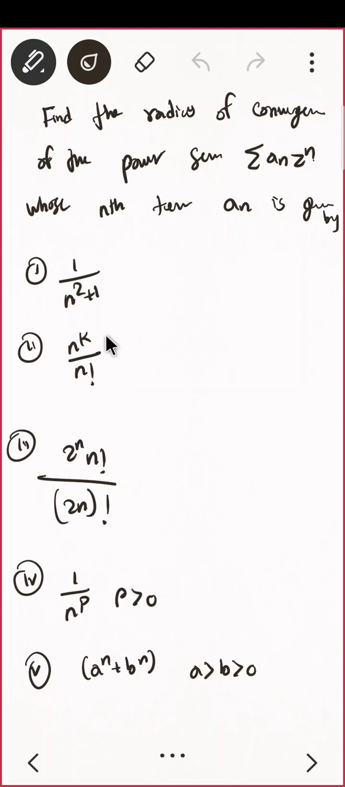What will you do here? Ratio test or root test? You have a choice, you can use any of them. Whenever you see factorial, it is better to use ratio test instead of root test. I'll include one more, n raised to n, 1 plus i raised to n, correct? Okay, can you do the second one by ratio test? Let us see. a_n equals n raised to k upon n factorial.